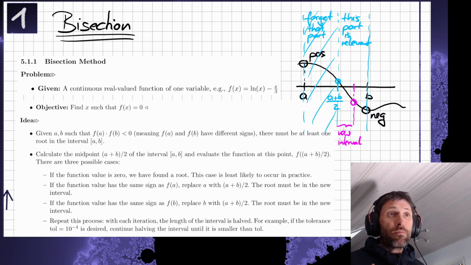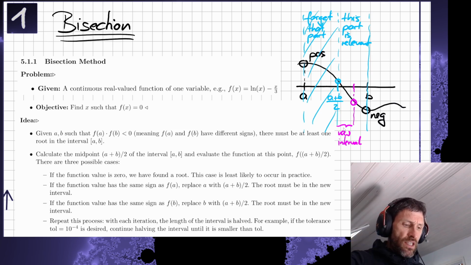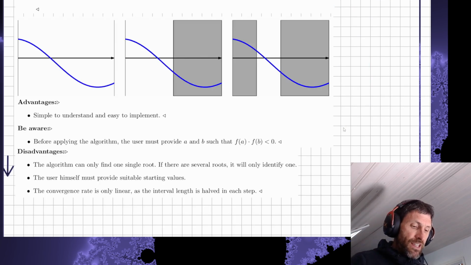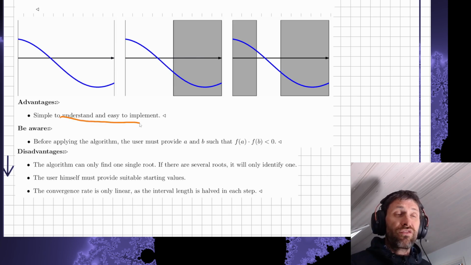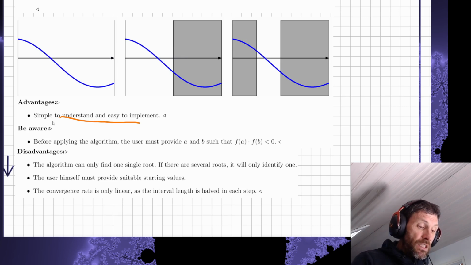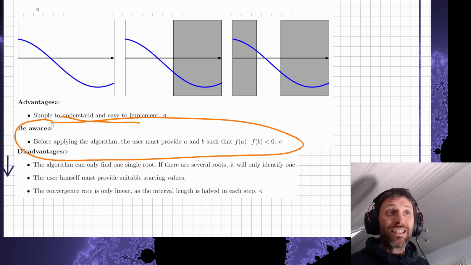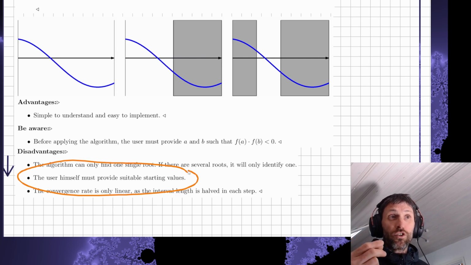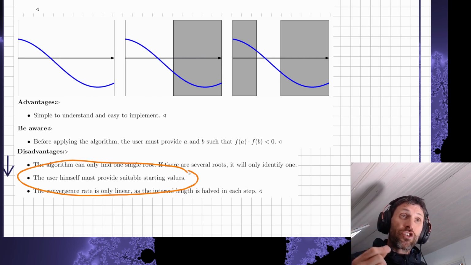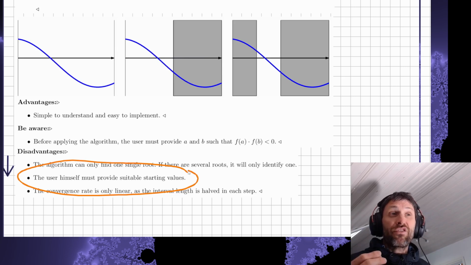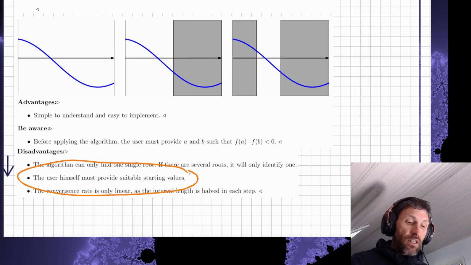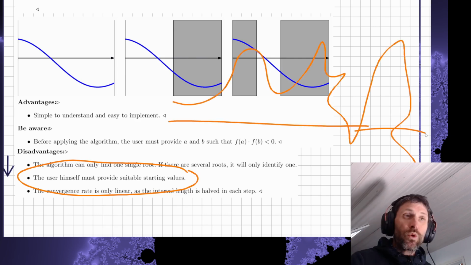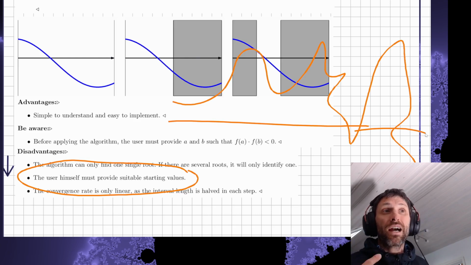Okay, this is a very simple algorithm and it's very easy to understand, and so it's also very easy to implement. But be aware, somebody has to provide a and b. The disadvantage is that the user is the one who has to provide these initial a and b, and that's a big disadvantage, because for functions like that, how can we know where the root might be?